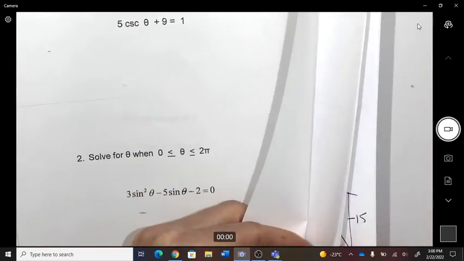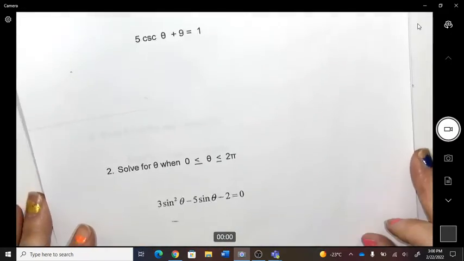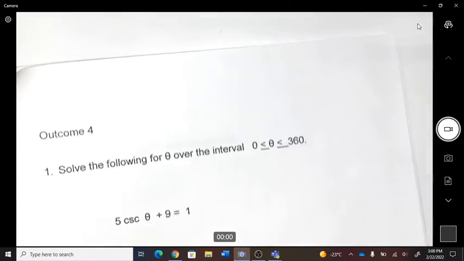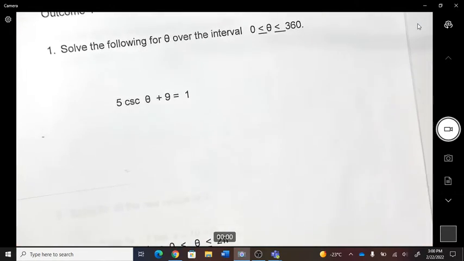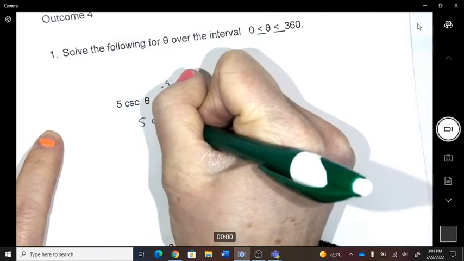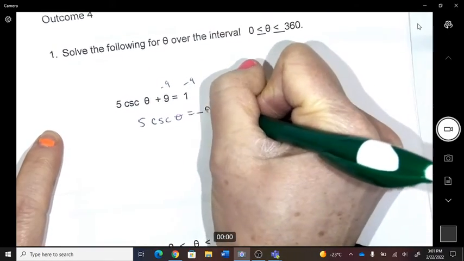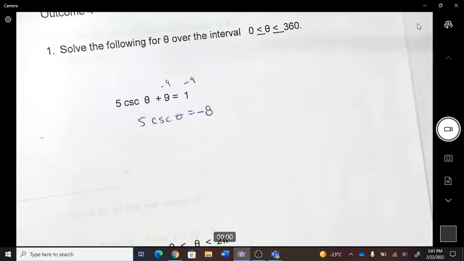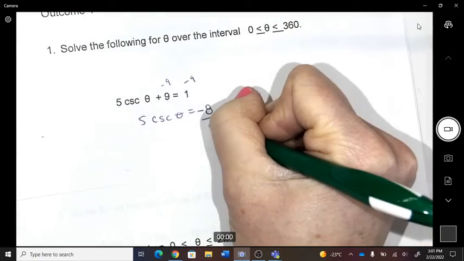Okay, now the last section is your trig equations here. So okay, so this was a question from grade 11. What kind of algebra do you want to use? Do we have one variable or 2 variables? So we have one variable, so we're going to isolate. So let's subtract 9. Divide by 5.